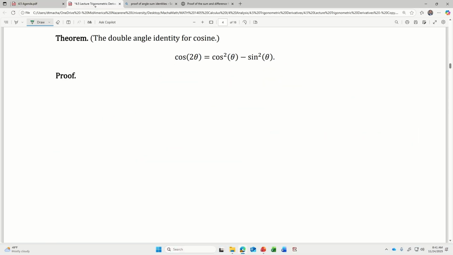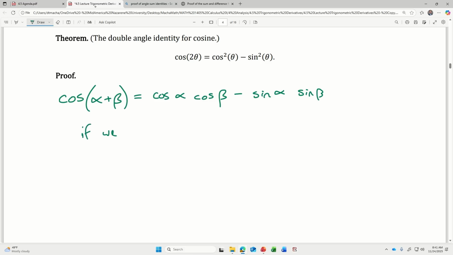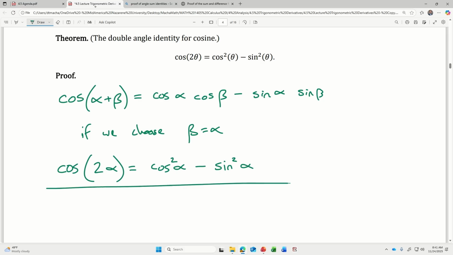So what I do know is that the cosine of alpha plus beta is equal to cosine alpha cosine beta minus sine alpha sine beta. And if we just choose to set beta equal to alpha, say those are the same angle, now I've got cosine of 2 alpha is equal to cosine alpha squared minus sine alpha squared. Do you see how that happens if I set the betas equal to alphas?